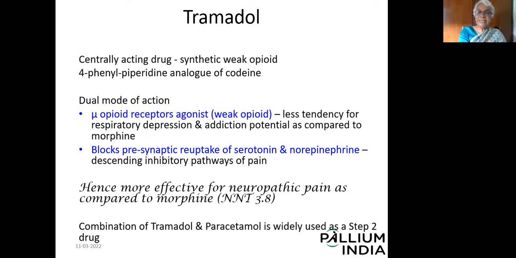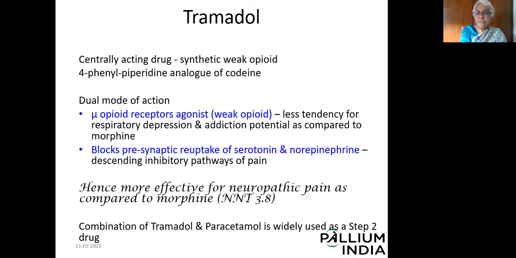The other method of action is that it blocks the presynaptic reuptake of serotonin and norepinephrine. Now, these are the neurochemicals that are important in the descending inhibitory pathway of pain. Remember, the pain pathway can be inhibited from the central nervous system downwards to the spinal cord by these neurochemicals, serotonin and norepinephrine, that can actually prevent the pain impulses from traveling up because it is a descending inhibitory pathway, and tramadol can act at this level also. So it has a dual method of action.